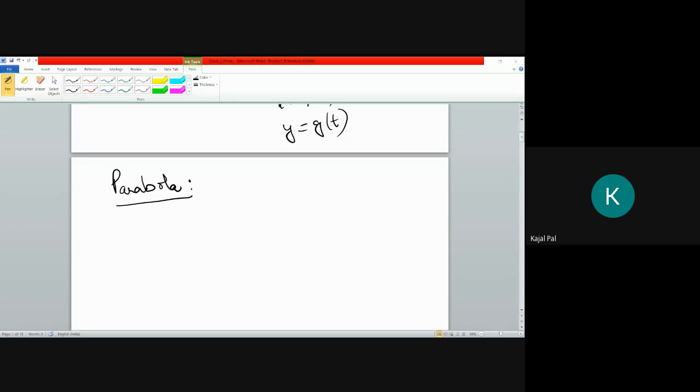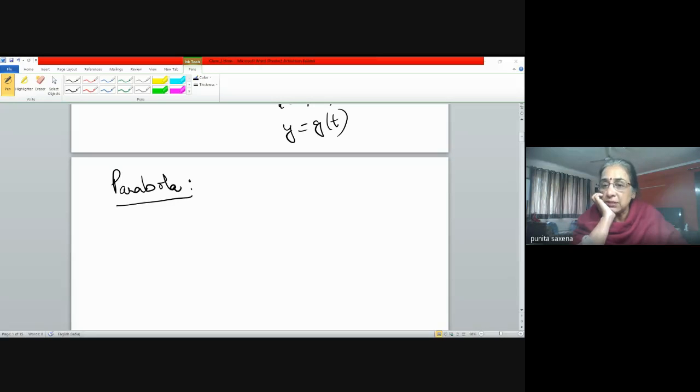This is your class. Parabola is the set of all points in the plane that are equidistant. Equidistant कहाँ से? Set of points. एक minute. From a fixed line. If you go back to your NCERT books, did it say set of points? NCERT books में parabola. Locus. Locus. What is a locus?